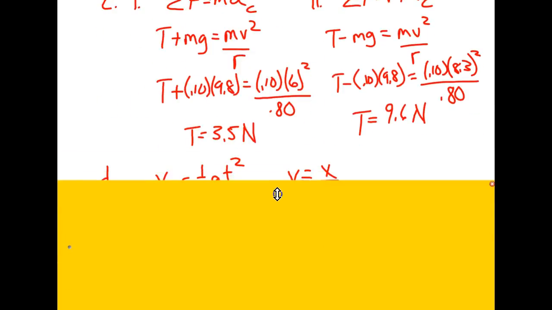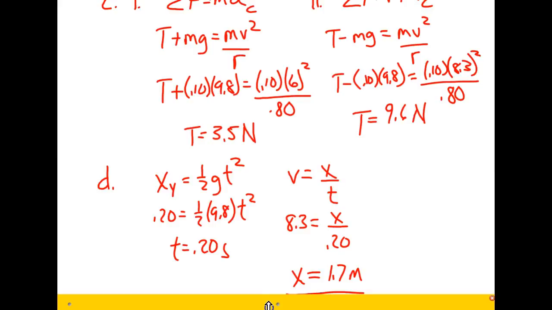This is your traditional projectile motion calculation, in which you're using the vertical motion to find the time and then the horizontal motion to find the range. For the vertical motion, we have the height to be 0.2 above the floor. There is no initial velocity vertically, so that value is 0, plus 1/2 gt squared. 1/2 times 0.2 equals 1/2 times 9.81 times t squared. Solve for t, taking the square root, and you get 0.20 seconds.